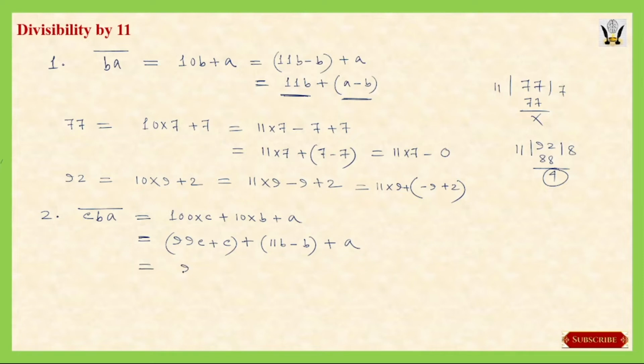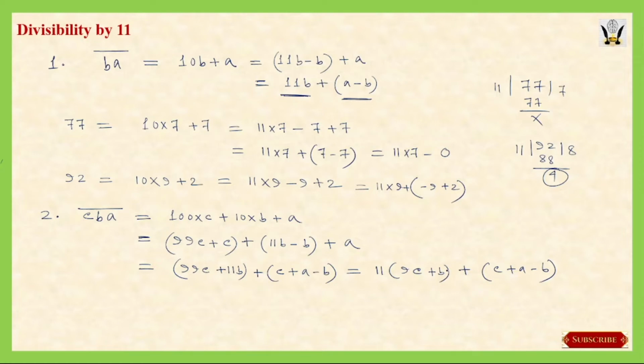It can be further written as 99C, then plus 11B. We will combine these two terms, and then the remaining terms we will combine. So here we will have C, then plus A, and then minus B. Now in 99C and 11B, the common factor is 11. So if we take 11 common, then it will be 9C plus B, and then we will have C plus A minus B.